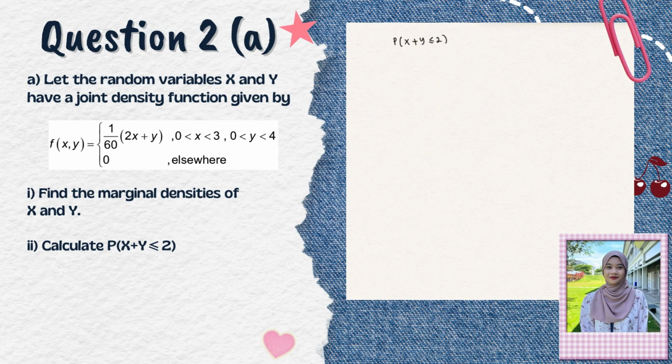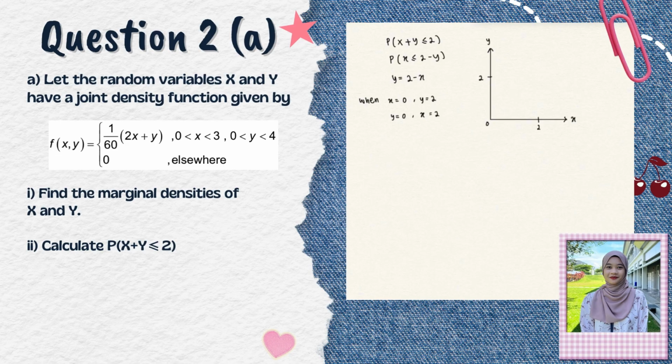Number 2. Calculate the probability that the sum of x and y is less than or equal to 2. When x is equal to 0, y is equal to 2. When y is equal to 0, x is equal to 2. The inequality x plus y is less than or equal to 2 represents a region below the line y equals 2 minus x. Together with the origin, these points form a triangle over which the probability is calculated.